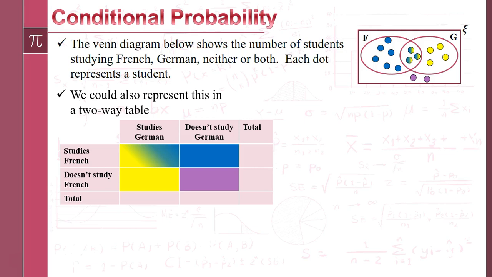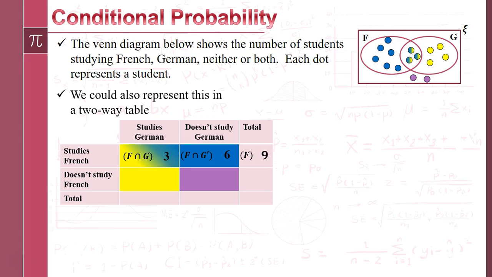So if we fill in our two-way table, the ones that study French and German, using our set notation, that's F intersection G. So there they are in the middle there, three of those. Studies French but doesn't study German, so that's these blue ones here, French but not German. So that's F intersection not G. And so that gives us 6 there. And so we've got a total of 9 students studying French.